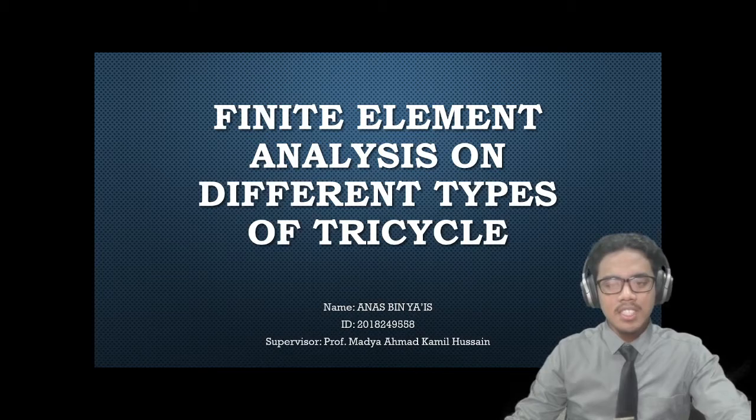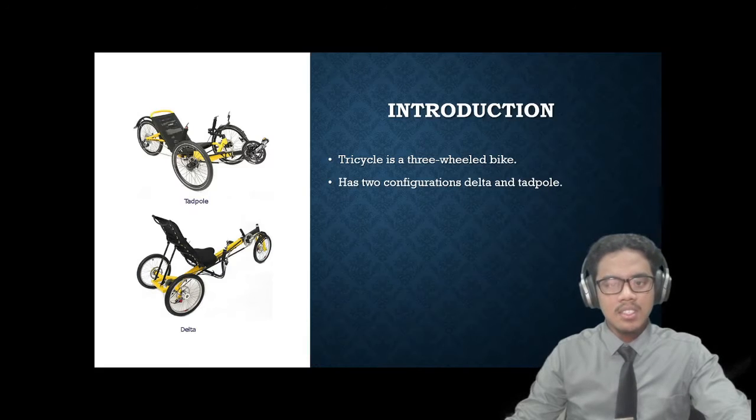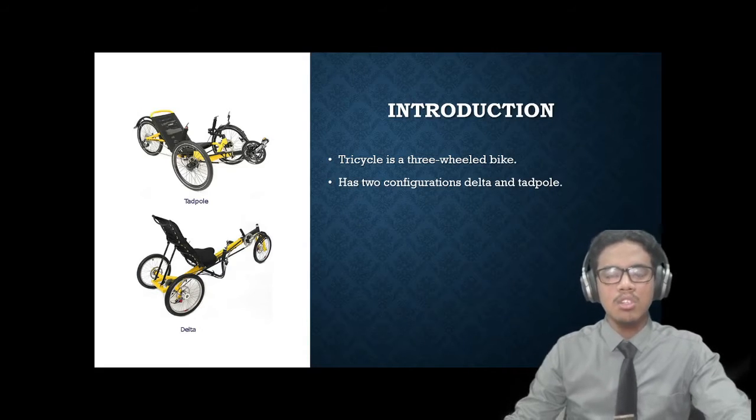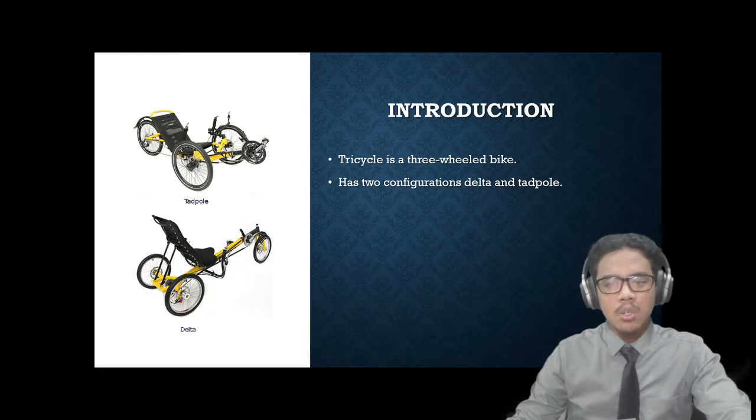The purpose of this presentation is to propose a topic on finite element analysis on different types of tricycle. A tricycle is categorized under non-motorized vehicles, such as the bicycle. Compared to a bicycle, a tricycle is a three-wheel bike, but the bicycle has two wheels, one positioned at the rear and another positioned at the front of the bicycle.